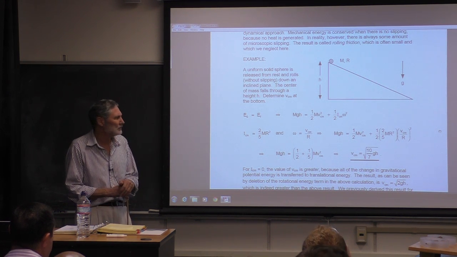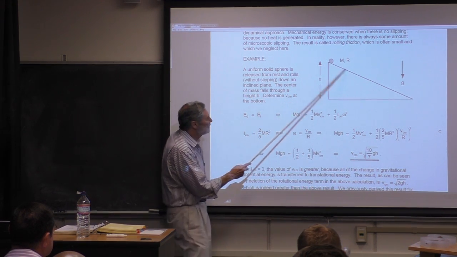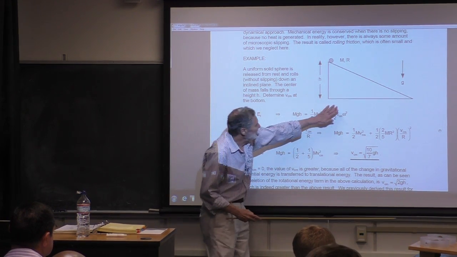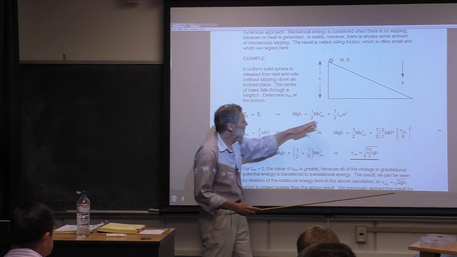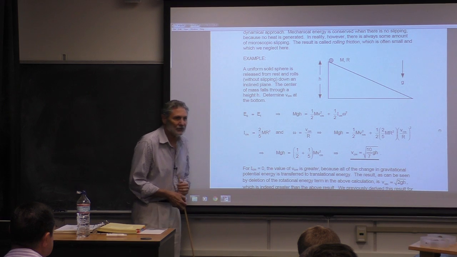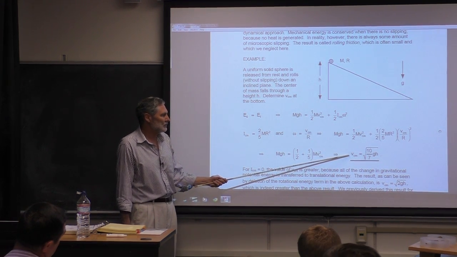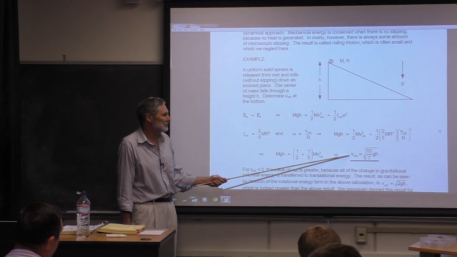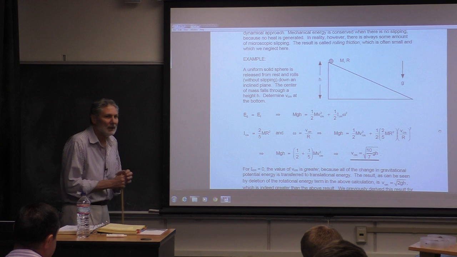I get confused. Okay, so if it slides without friction, then we don't have this rotational term. And if you track through the calculation, which we've done before, you're going to find that it's the square root of 2gh. So what is this relative to the square root of 2gh? Is it greater than or less than? It's not the same. What is it? No, it's less than.